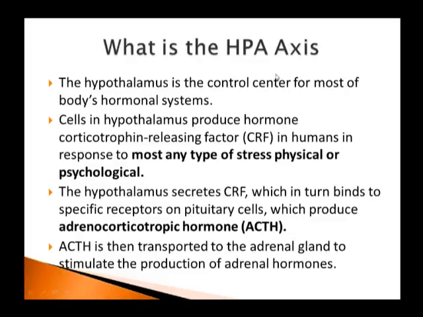So the hypothalamus is the control center for most of the body's hormonal systems. There are cells in the hypothalamus which produce this hormone called CRF, corticotropin releasing factor, and it does so in response to any type, and this is important why I put it in bold, any type of physical or psychological stress. Okay, so the hypothalamus secretes CRF, which then binds to specific receptors on the pituitary, this little tube-like structure that hangs off the hypothalamus, which then the pituitary produces adrenal corticotropic hormone, or ACTH. That ACTH is then released into the bloodstream. It's then transported to the adrenal glands and then stimulates the production of adrenal hormones at the adrenal level.